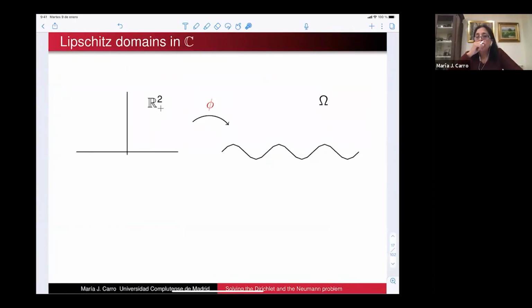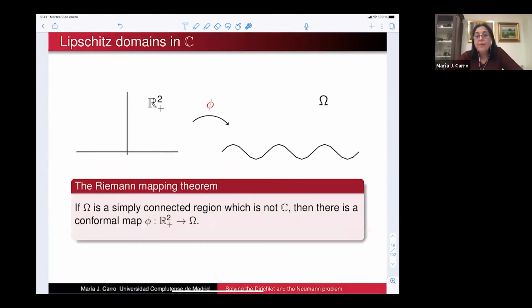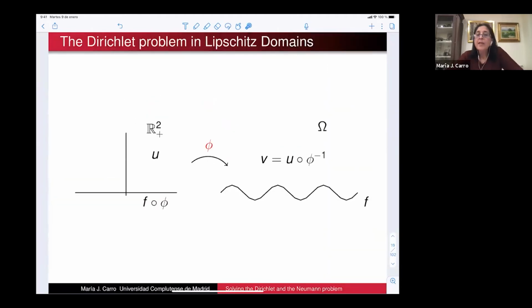Now we want to pass to a Lipschitz domain, and Lipschitz domains are simply connected, and therefore we have the Riemann mapping theorem that says that it is conformally equivalent to the upper half space. Okay, so this is the scheme that Carlos Kenig did in his paper. So the idea is that we have a function here defined on the boundary of the Lipschitz domain. Then we can compose the function with the conformal mapping. Then we have come into a context where we know how to solve the problem.